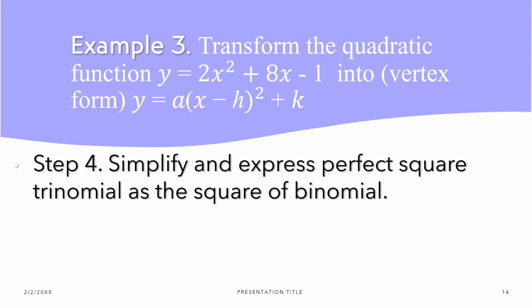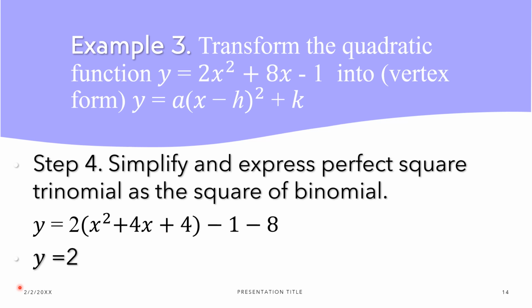Simplify and express the perfect square trinomial as the square of a binomial. So, this is what we got in step 3. We will just make this a square of binomial. So, y is equal to the square of binomial, which is x plus 2 squared, or the square of x plus 2. So, where did x plus 2 come from? Again, you just take the square root of this. The square root of x squared is x.